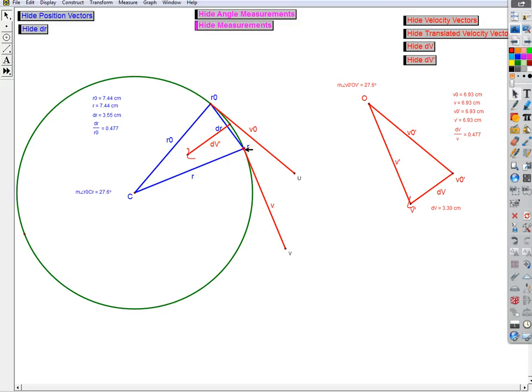Okay. But anyway, it points towards the center, and the other important thing we see is that these are similar triangles, right? So in other words, the ratio of dr over r is the same as the ratio of dv over v, right? So let's do something with that.